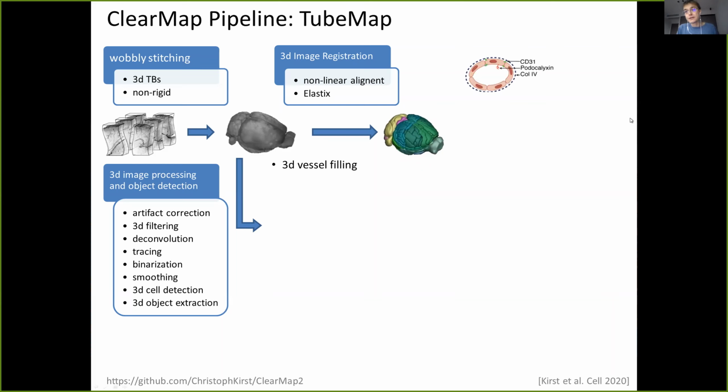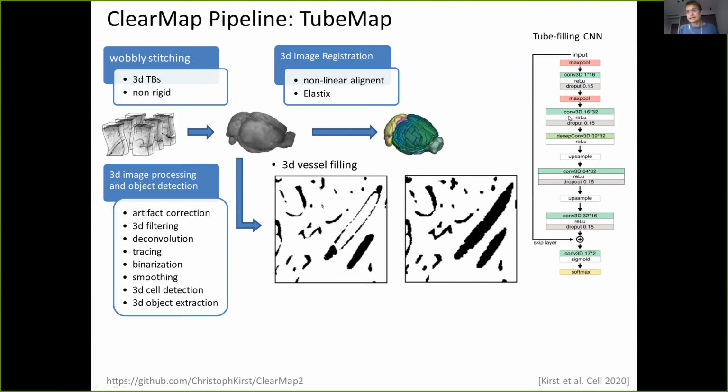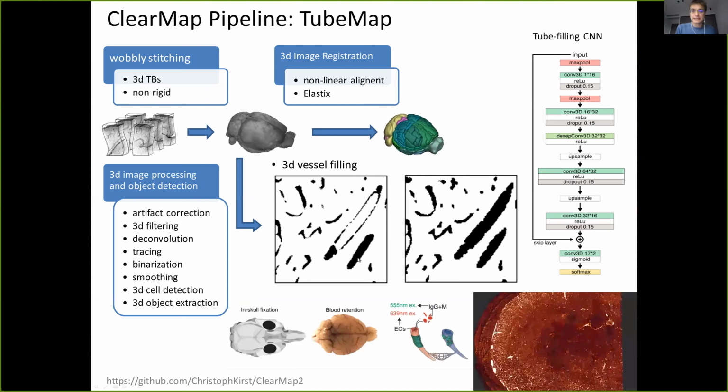But remember, I told you that in the beginning, we are marking for the surface of the vasculature tubes. So we get these hollow tubes, unfortunately, which we have to fill. So to do that, we devised a convolutional neural network, a deep network that is filling these vessels in 3D. But there's, of course, no training data to do that.